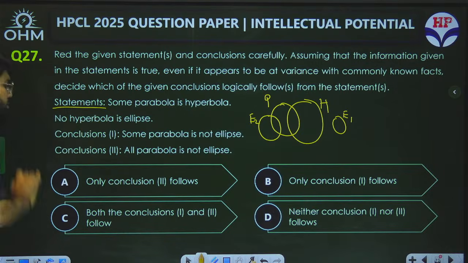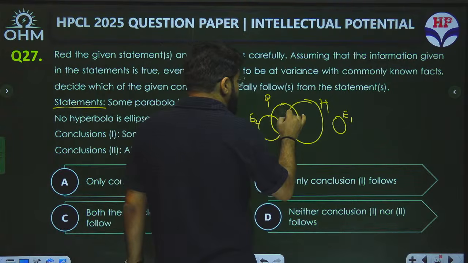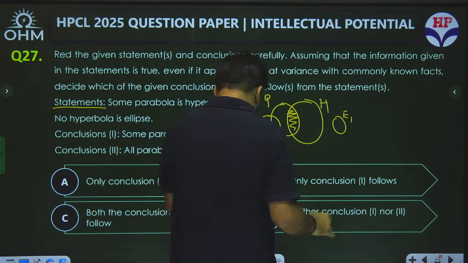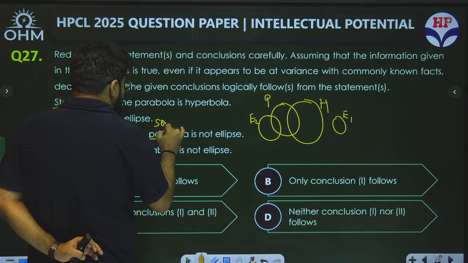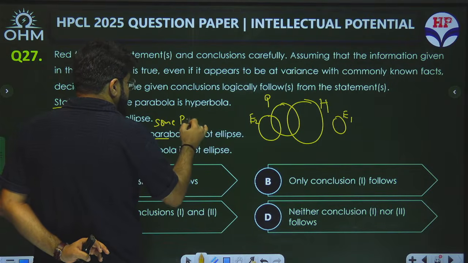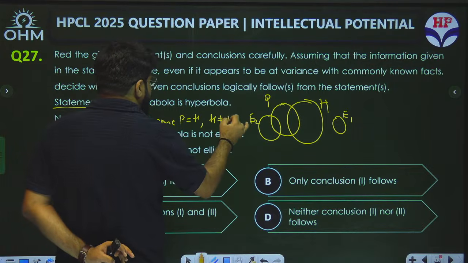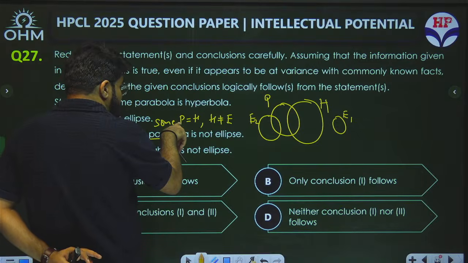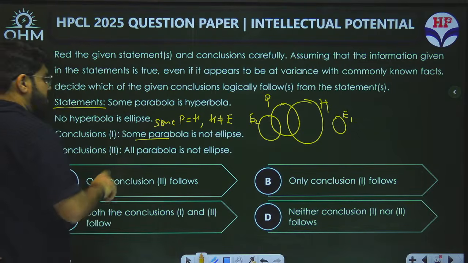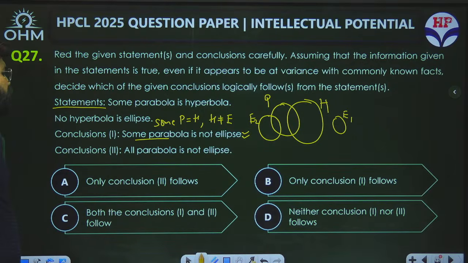Now conclusion number 1. Some parabola is not ellipse. This is 100% correct because some parabola are hyperbola and hyperbola is not ellipse. I can say that some parabola is equal to hyperbola. But hyperbola is 100% not ellipse because it is clearly mentioned no hyperbola is ellipse. So some parabola is not ellipse. Correct statement.